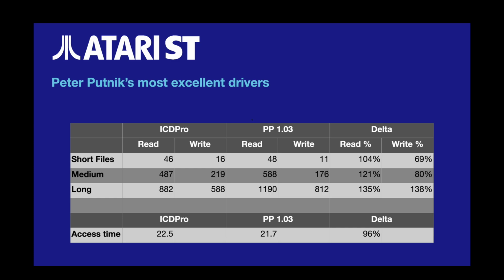For reading data, Peter's drivers are better in all cases. The medium and long file tests show a significant uplift of between 121 and 135% of the read speed of ICDPro. However, the PP drivers underperform the ICDPro speeds for write on small and medium file sizes, where the PP drivers only achieve 69 to 80% of the speed that ICDPro does. But the PP drivers are 138% faster than ICDPro for large file writes. And on the whole, this favours the PP drivers.